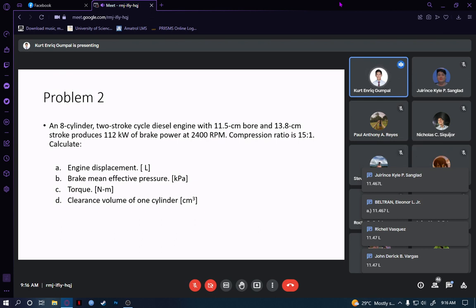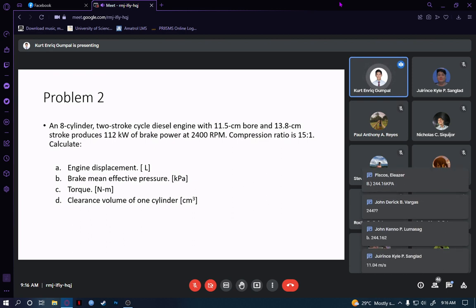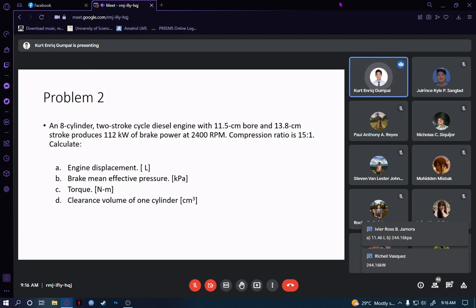Sige. How about your B? Your brake mean effective pressure, BMEP. Correct, very good. How about your BMEP? One has a BMEP. Okay. 244, 244.16, 162. Okay, good. Yes, your BMEP is 244.16.